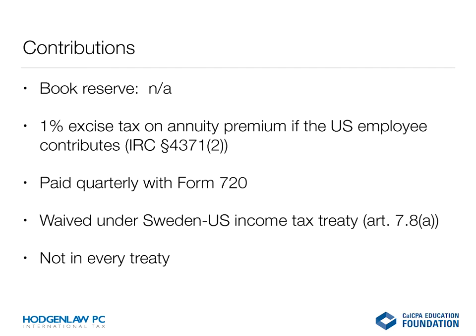So what about employee contributions? There are no employee contributions under the book reserve method. And for the premium, there is a 1% excise tax if you pay an annuity premium to a foreign insurer. This is paid quarterly with Form 720, but it's waived under the Swedish-US income tax treaty. It's under the income tax treaty, not the excise treaty. Don't know why. It's not in every treaty, so be careful and look at every treaty when you try to claim this benefit. The IRS waived Form 8833 filing requirements for this benefit, so you don't even have to file that.